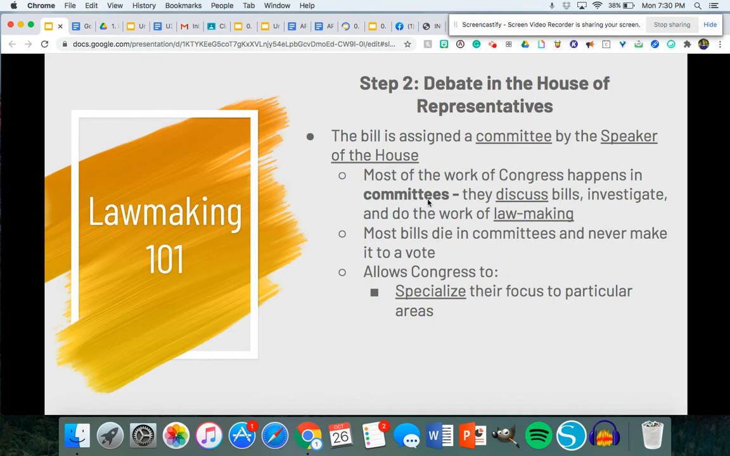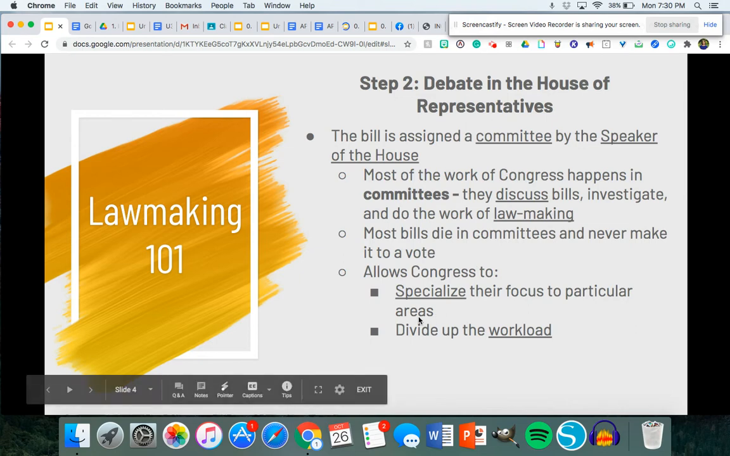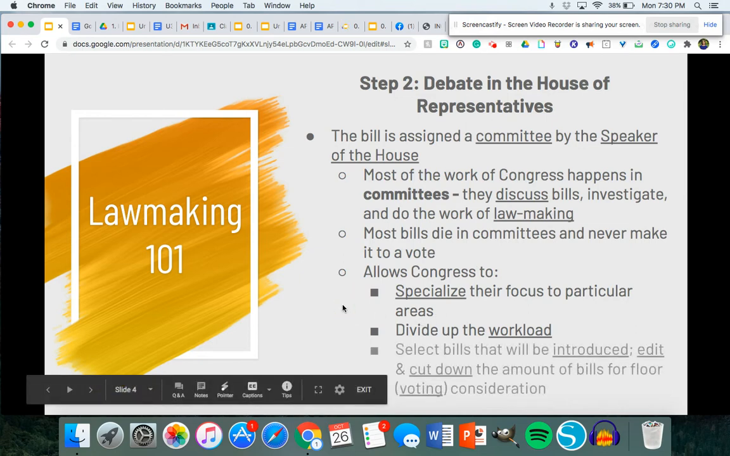For example, Ways and Means is our tax committee in the House of Representatives. That's going to focus only on tax bills, so that allows Congress to specialize. It also allows Congress to divide up the workload. Remember, in total, we have 535 members of Congress. That's a lot of people, and that's a lot of bills to go through. So this helps divide up the workload.